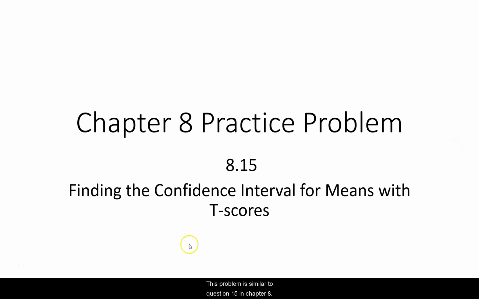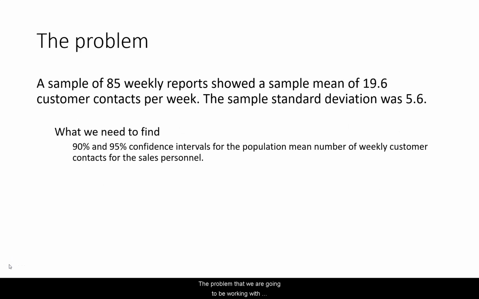This problem is similar to question 15 in Chapter 8, finding the confidence interval for means with t-scores. The problem that we are going to be working with today is a sample of 85 weekly reports showed a sample mean of 19.6 customer contacts per week with a sample standard deviation of 5.6. The question is going to ask us to find the confidence interval for 90 and 95% confidence for the population mean of the number of weekly customer contacts for the sales personnel.